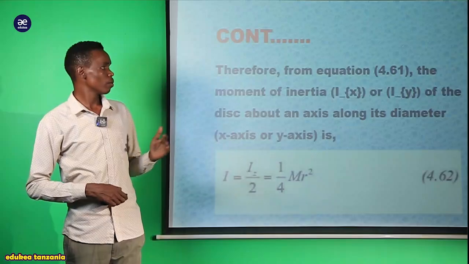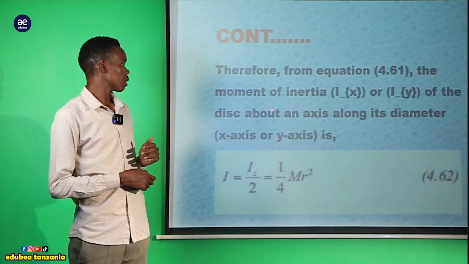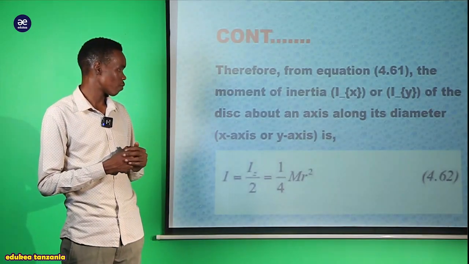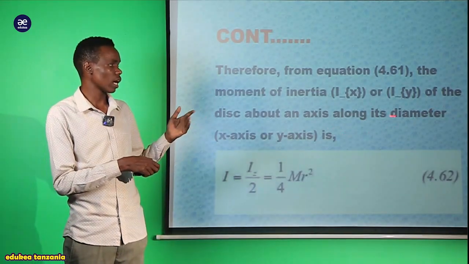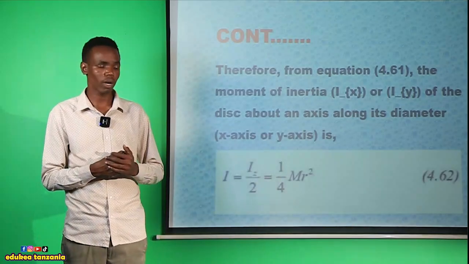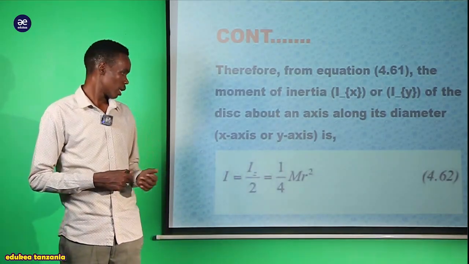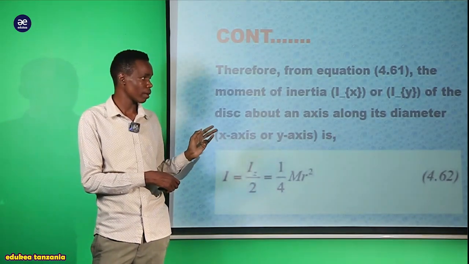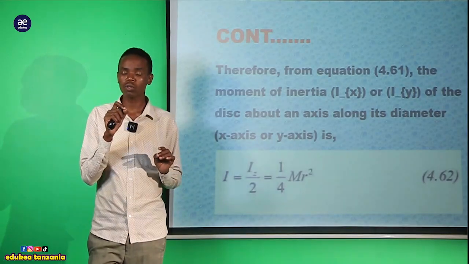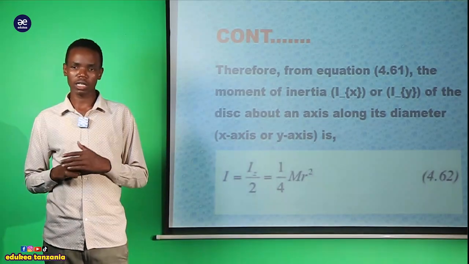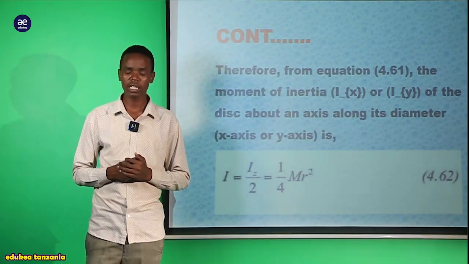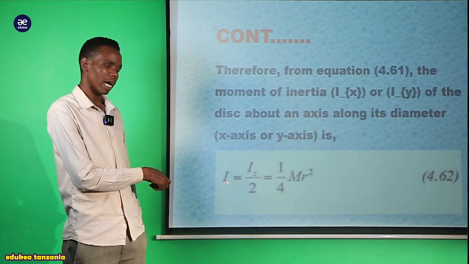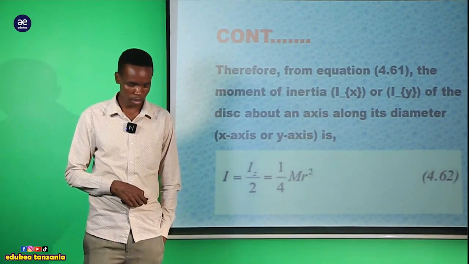So therefore, from equation number 61, the moment of inertia along the x-axis and also the y-axis of the disk about an axis along its diameter is given by this one. Now as we know from equation number 61, the moment of inertia along the z-axis is equal to 2 times the moment of inertia I. Now we want to identify the moment of inertia I. How can we get it? We should divide the moment of inertia along the z-axis by 2.